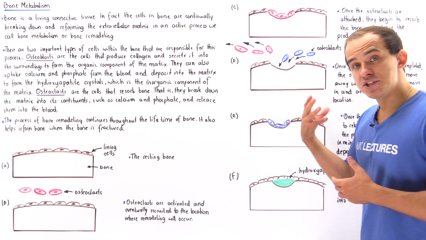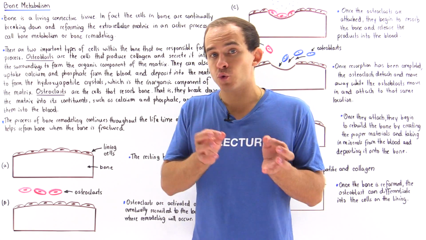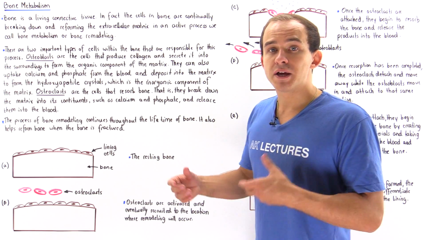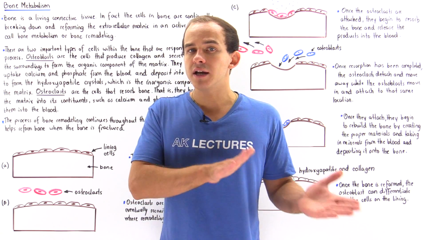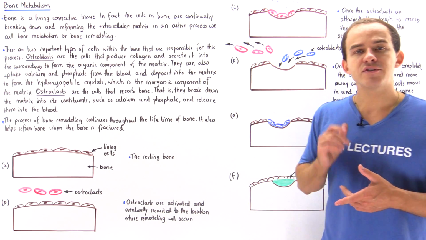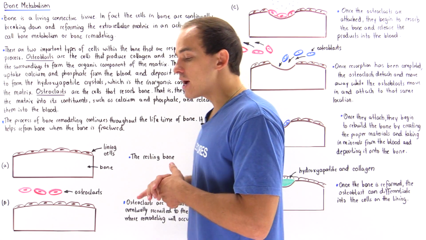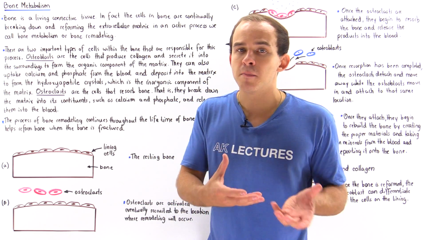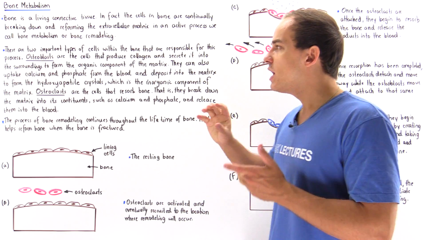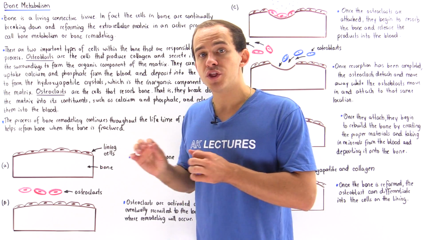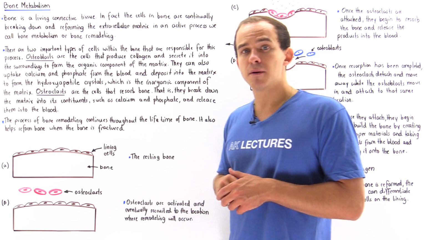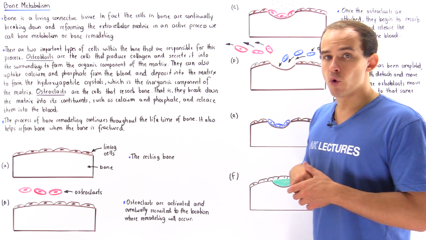On the other hand, these osteoblasts are also capable of creating the inorganic component of the matrix. They can basically absorb the calcium as well as phosphate from the blood and deposit these ions onto the matrix in the form of crystals known as hydroxyapatite. So remember, hydroxyapatite is the inorganic component of our matrix. It consists of calcium, phosphate, and hydroxide. So it's the collagen that gives our bone the ability to resist tensile forces, but it's the hydroxyapatite that gives the bone the ability to resist compressive forces.